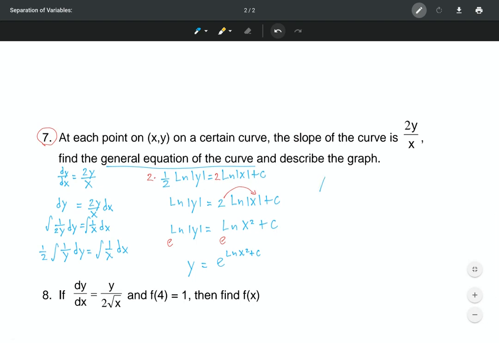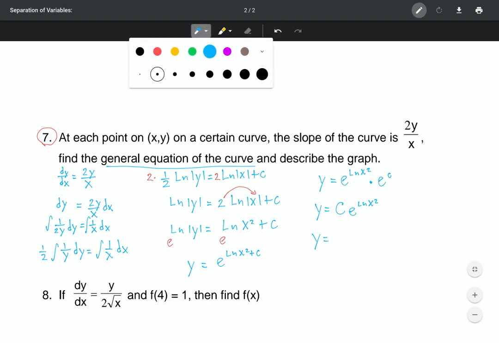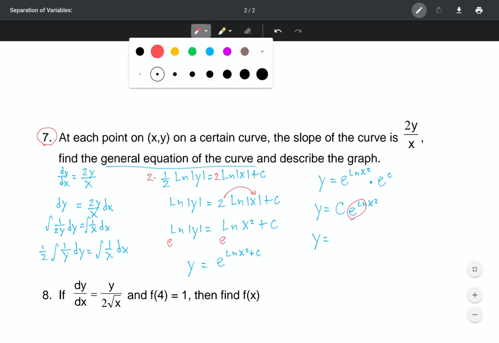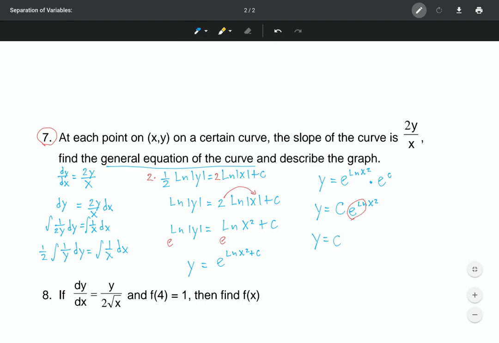Just like the problem before, this right here, I can rewrite that as e to the natural log of x squared times e to the c. So I replace the plus c with an e to the c. Now this right here would be y is equal to c e to the natural log of x squared. Now I can go ahead and cancel the natural log. These are inverses of one another. So that's going to leave me with just the x squared. And that's the final answer.